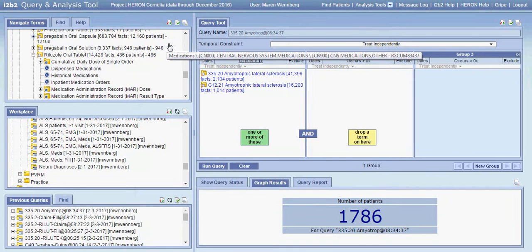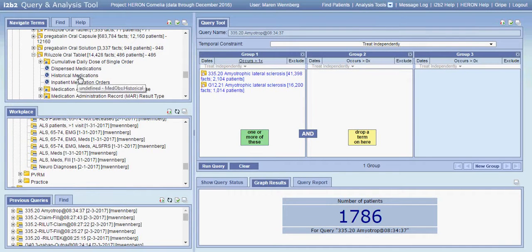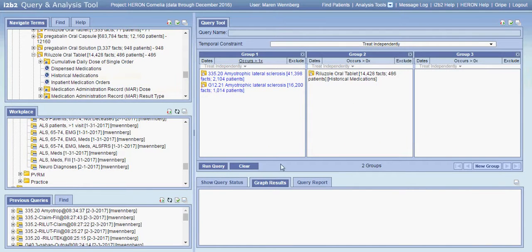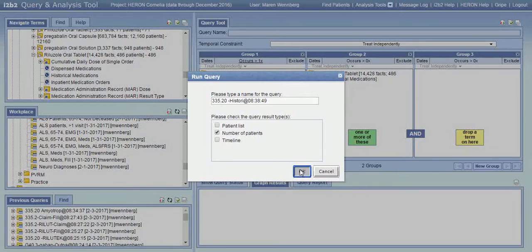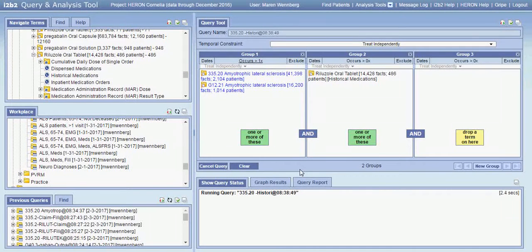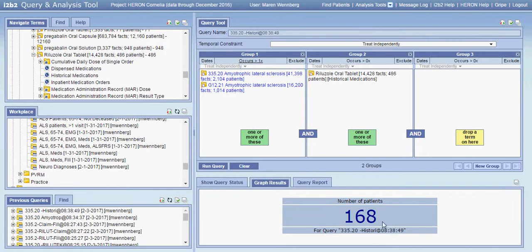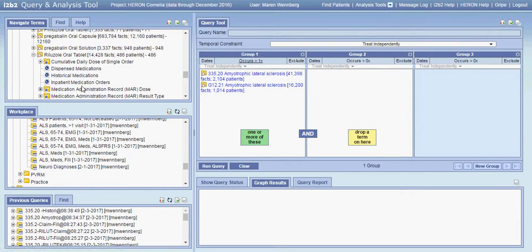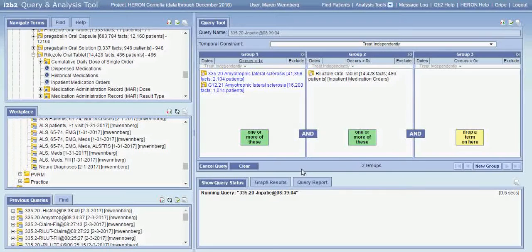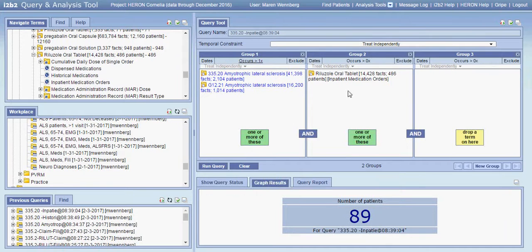So say we were only interested in looking at medications that were recorded as historical medications, I can pull over that modifier and run the query. I'm just going to hit number of patients to see how many had it recorded as a historical medication. So 168 patients had it recorded as a historical medication. We can also look at how many had it as an inpatient order and run that query. So now, again, this is patients who have ALS, and then these medications as an inpatient order. So 89 of them have this medication inpatient.